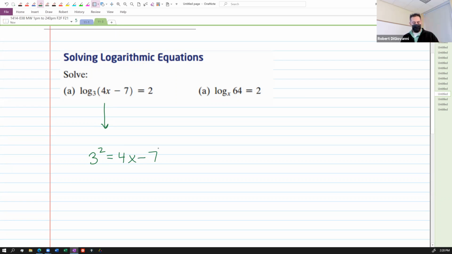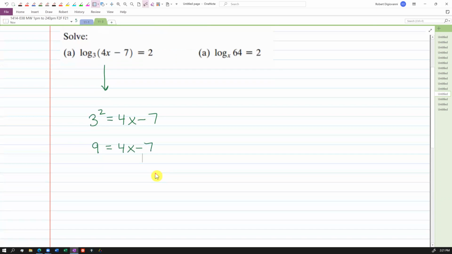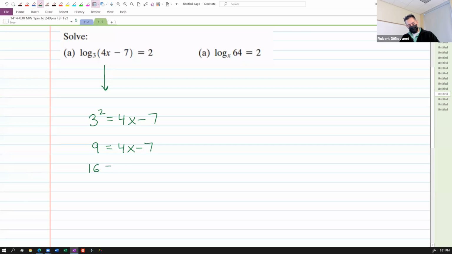Use the loop to create that. Now you have an equation, and it's just a linear equation. If you square the 3, you get 9 equals 4x minus 7. That's what you did? Yes, sir. Okay, that's it. Now we can just move the 7 over. We'll add 7 to both sides. Divide by 4. And you get x is 4. There you go. Good.